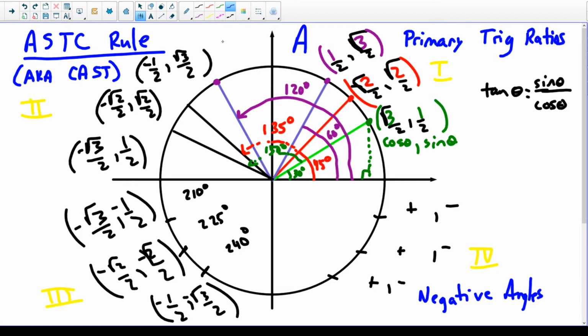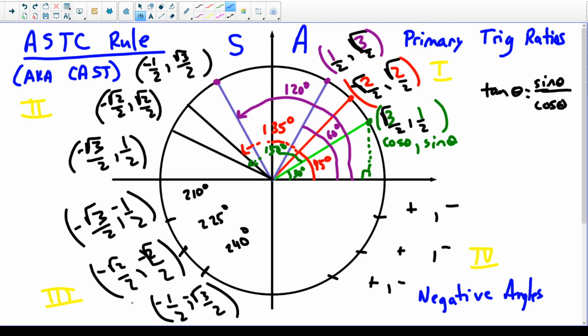Now, which ones are positive in the second quadrant? Well, that would be only the sine values. The sine values are the second fraction in these coordinates. All of those are positive. Cosine is negative, so it's not positive. And because tangent is the division of both of them, tangent would also be negative. So only the sine values are positive.